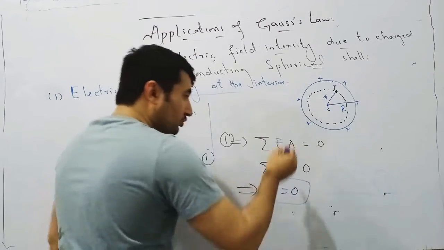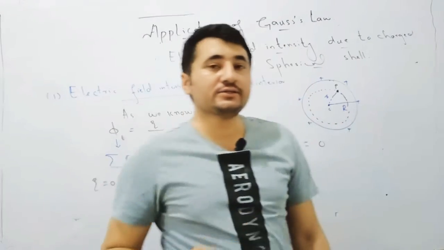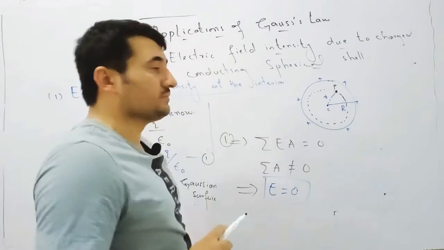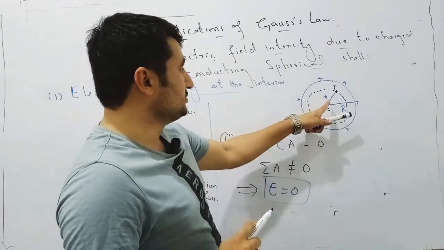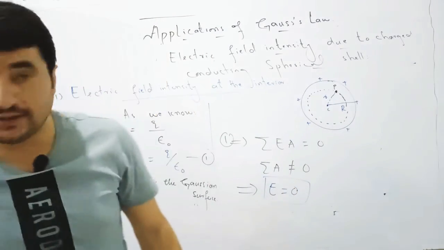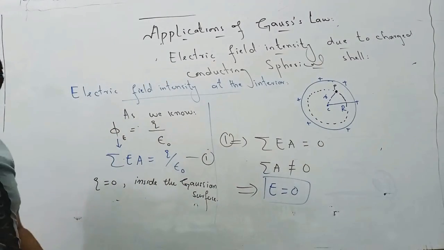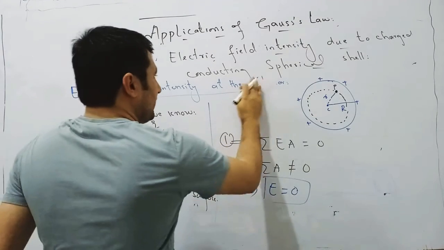Clear? The same condition जो हमने पढ़ा था. Electric field intensity inside the conductor is 0 under electrostatic equilibrium condition. So this means this E is 0 at the interior. So that is the first case. Next, electric field intensity is the second case: electric field intensity at the exterior.